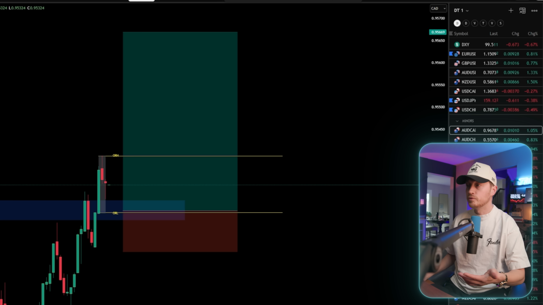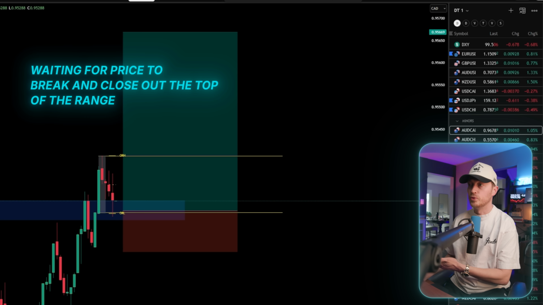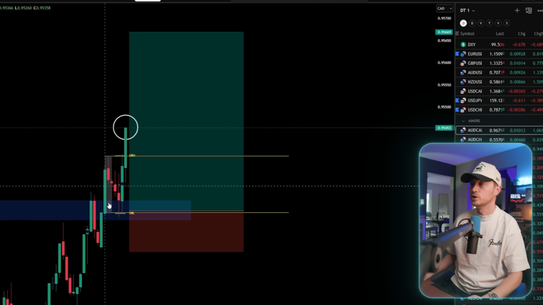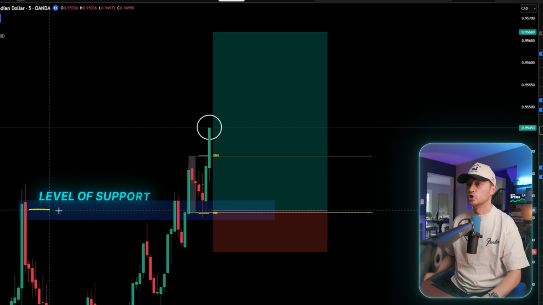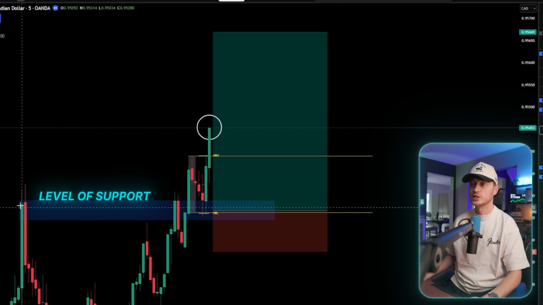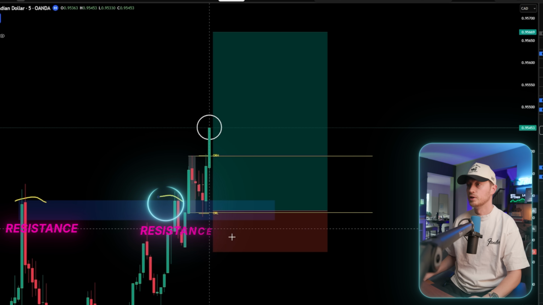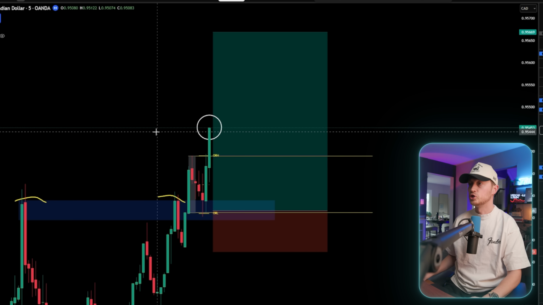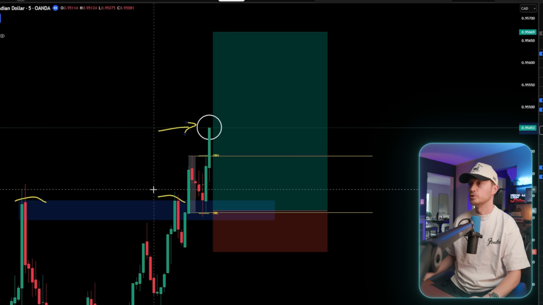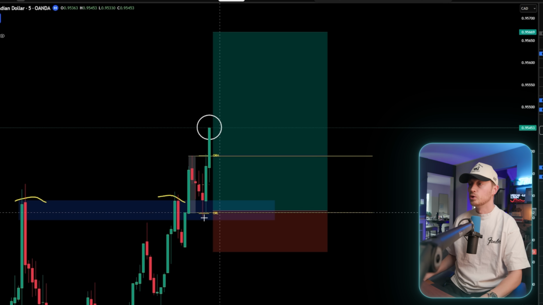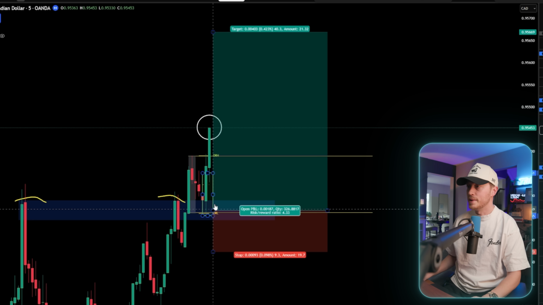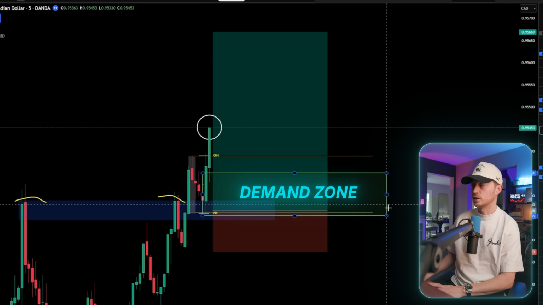And then I'm always waiting for price to break and close out the top because I was looking for buy trades. Right here, I got that break and close. It was a pretty aggressive move. I had a level of support that I was looking at right here. You could see this level was used as resistance right here. I was expecting that to be a good level to enter my trading position right there. So step 2 is done. We had the close out the top of the range. Step 3, we're trying to find ourselves an entry. We also had the overlapping demand zone right here, but let's not clutter up the charts.